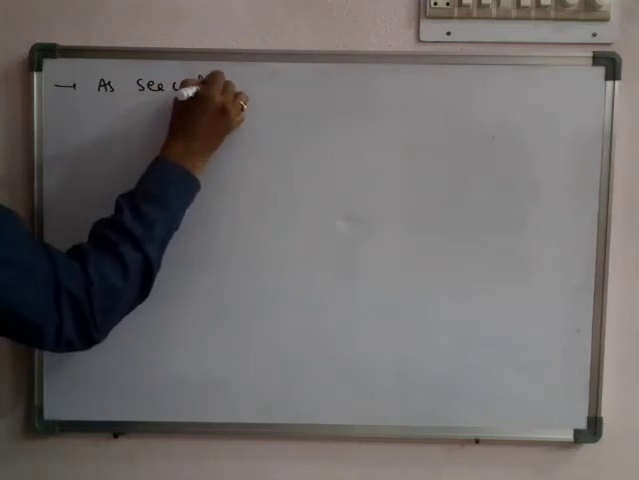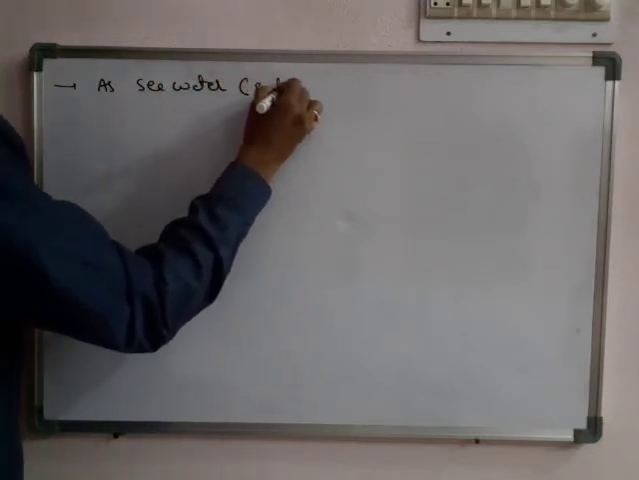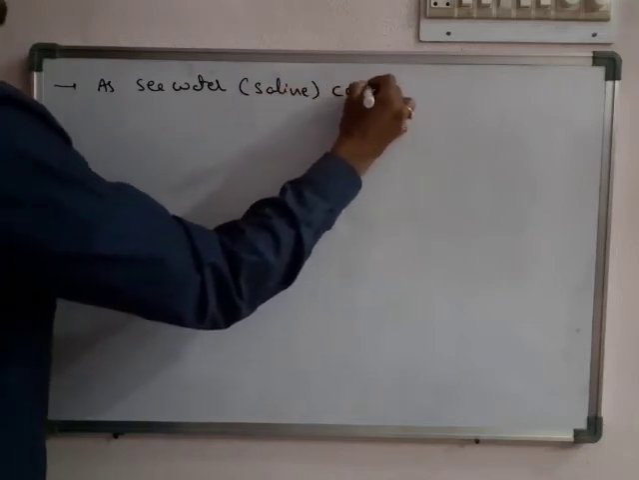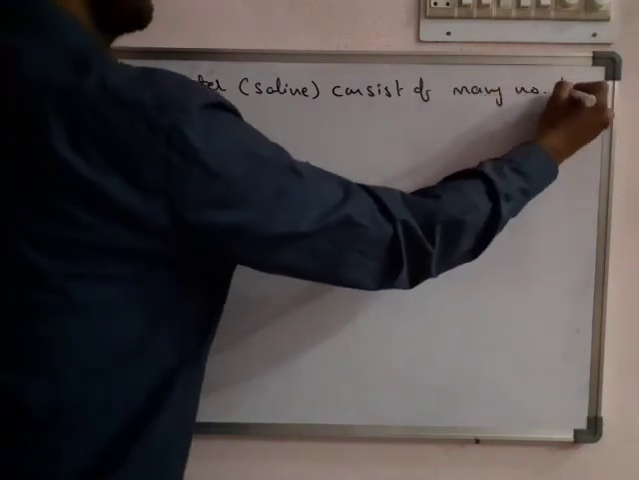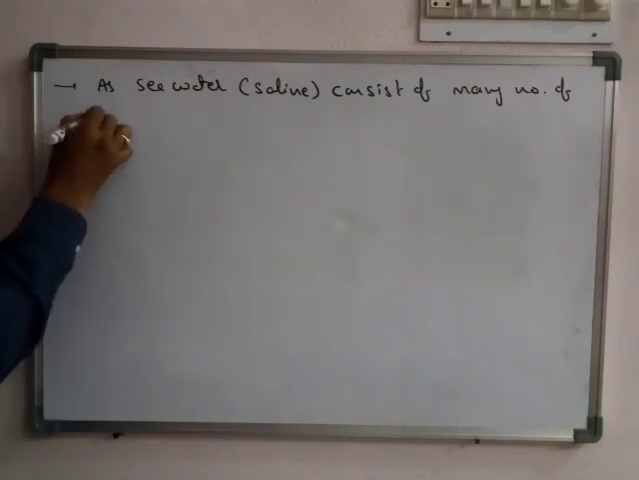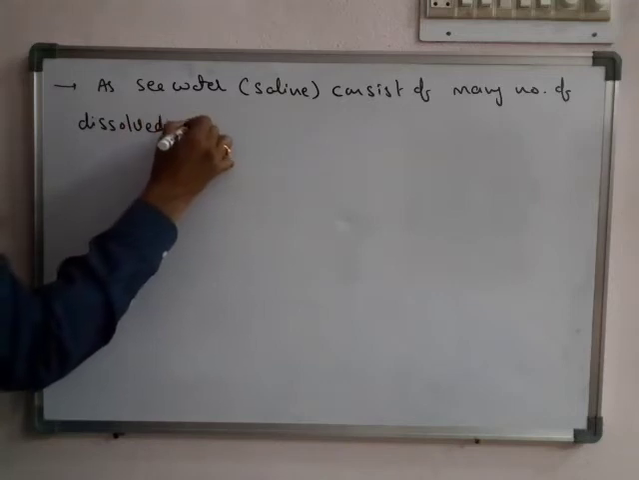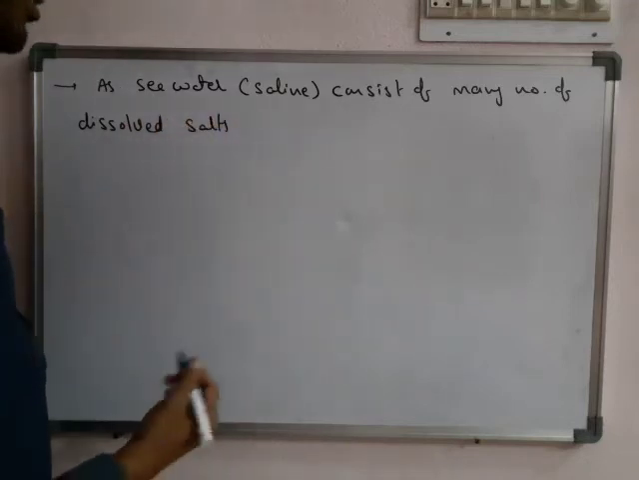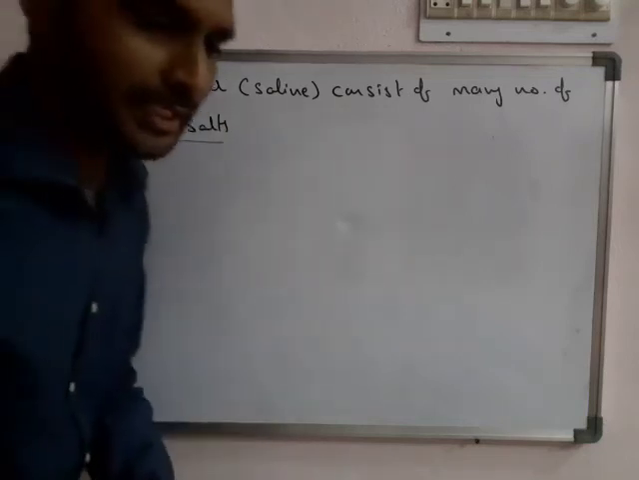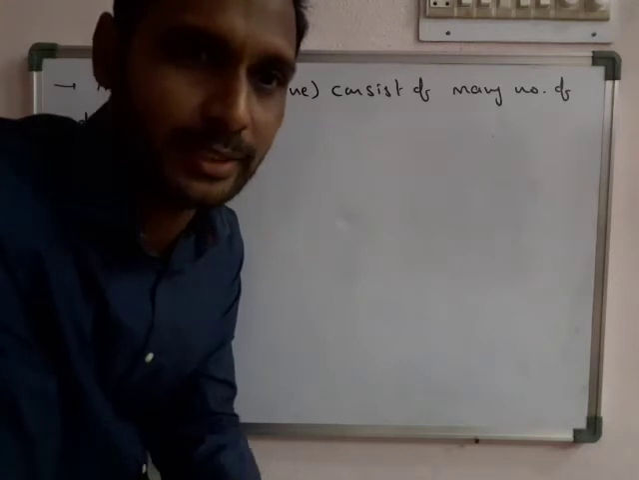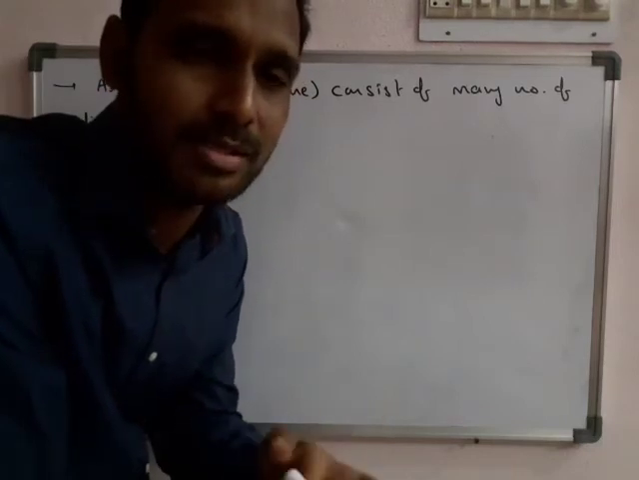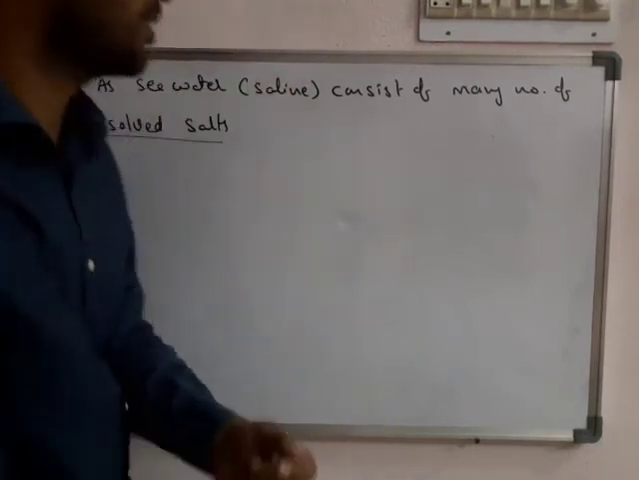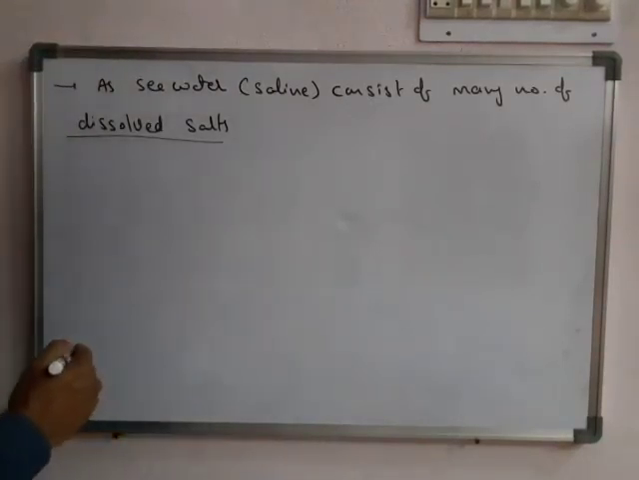So the main reason is, as sea water is also known as saline, sea water consists of many number of dissolved salts. Here it is important: in our drinking water, minerals are compulsory, but excess minerals make it difficult. So it consists of many number of dissolved salts. That's why they are not suitable.